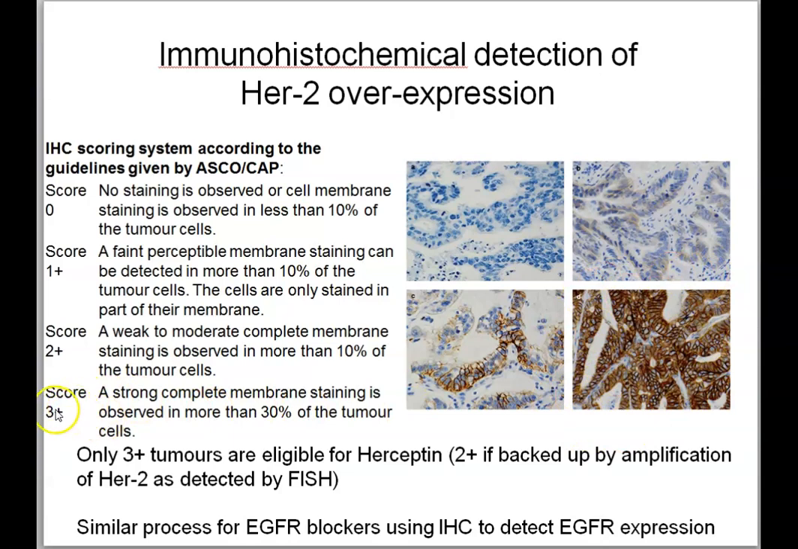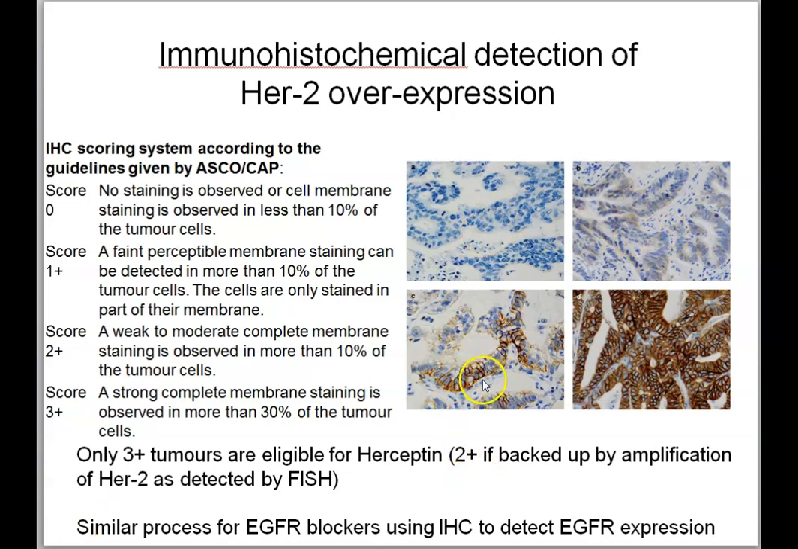This would be a score of 3, whereas here we have either weaker expression or less extensive expression, and this would give a score of 2. So this would certainly be classed as positive, and this would be classed as positive, whereas an absence of staining and more cytoplasmic staining, but very weak, these two would both be classed as negative. This is 0, this is a score of 1.